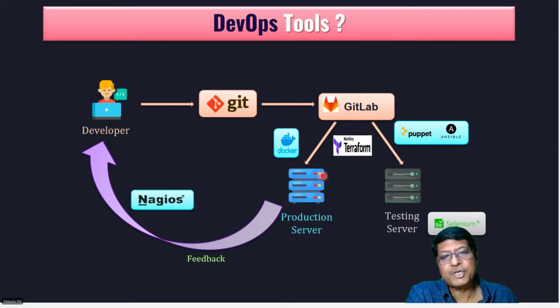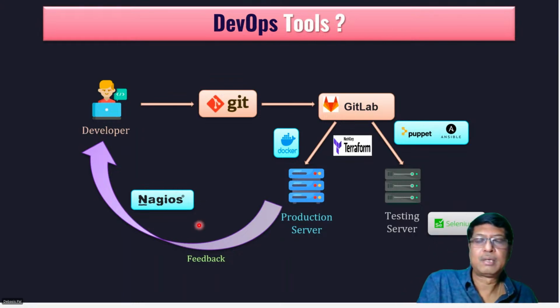And after the production server, it goes to the operations team, and there will be a monitoring and feedback mechanism. This is the important part. And that will be Nagios. Through Nagios, you will do all this monitoring. Fine.